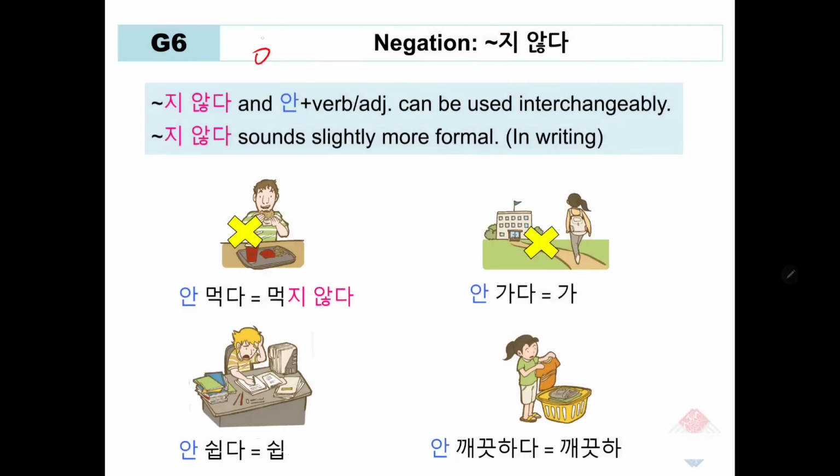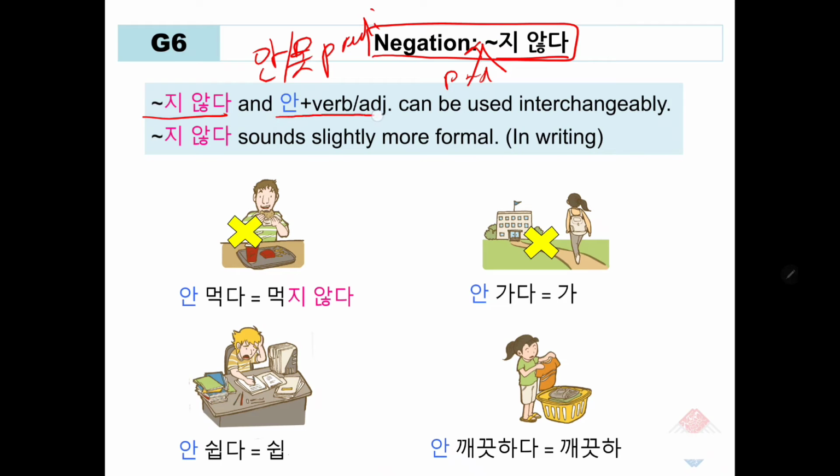Okay, so along with 안 plus predicate, you can use this expression too. Negation. So predicate 지 않다. 지 않다 and 안 plus predicate can be used interchangeably, but 지 않다 sounds slightly more formal.